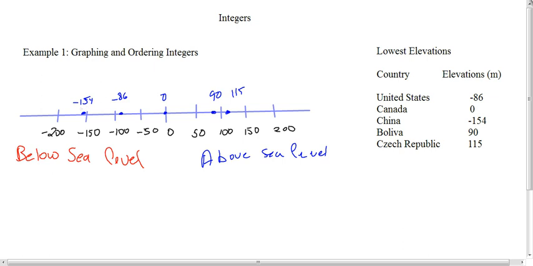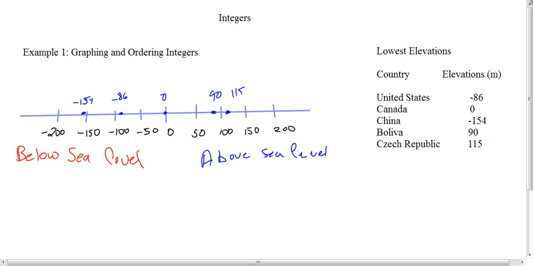And then Bolivia. Now Bolivia is getting to the positive range. It is 90 meters above sea level. So we're going from the origin, and we're going right. There's 50, and then 90 will fall in between. And then, of course, the Czech Republic, we see 0 starting there, and 50, there's 100, and of course we put our point between 100 and 150.